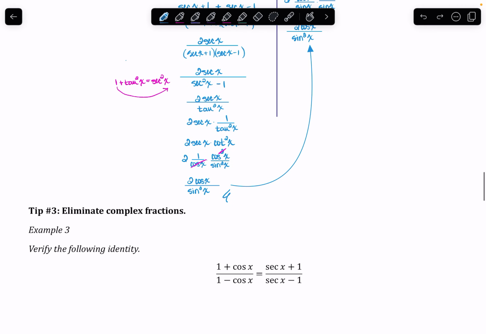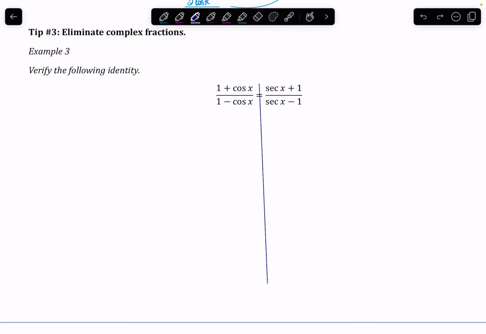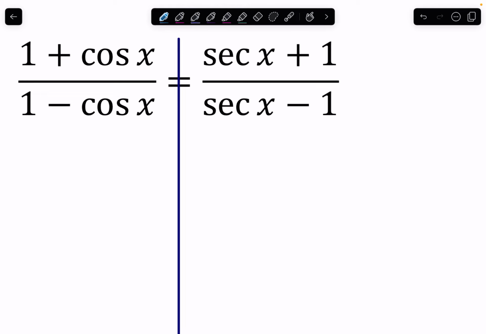All right, next idea is eliminate complex fractions. So we've got our identity here. Let me get my bar. Complex fractions are fractions within fractions. If you first look at this, I don't see any, but I know that the reciprocal of secant is cosine. So I want to change those secants into cosines using my reciprocal identity right away.